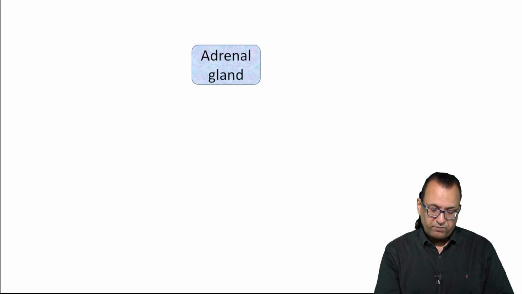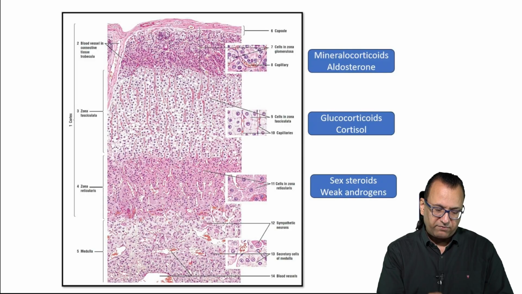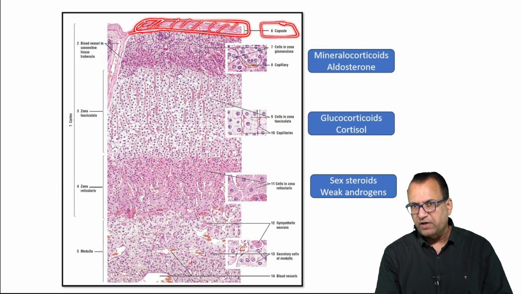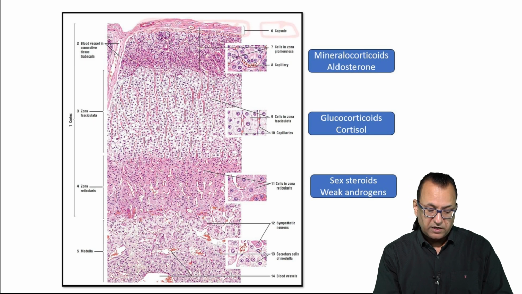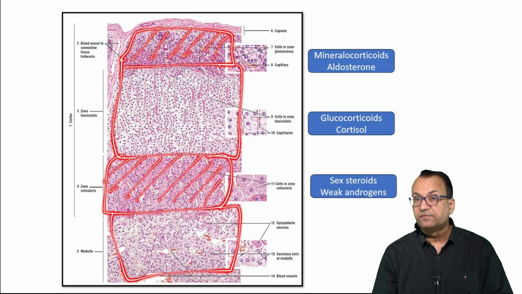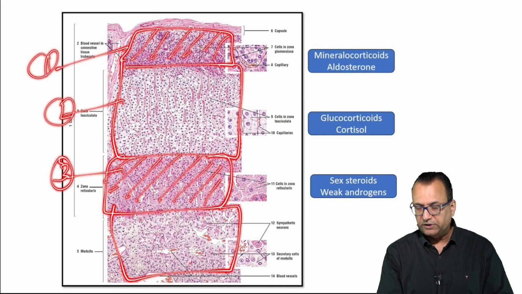Now, as we move on to adrenal gland, you see adrenal gland will have a capsule. This is the capsule, collagen fibers capsule, and then you will find alternate bands of dark and light color. See, this is a darker band, then a lighter band, then a darker band, and then a lighter band. So four things. The first three are adrenal cortex, and this is adrenal medulla.